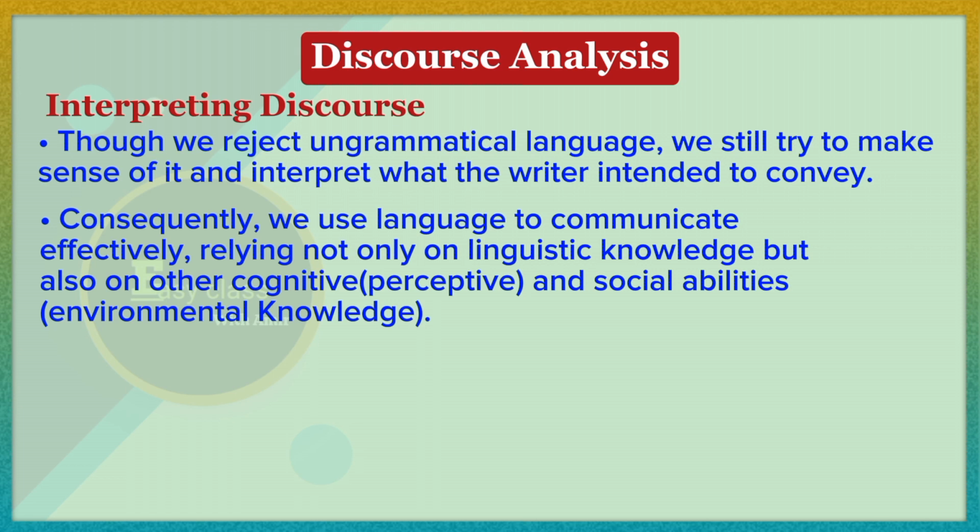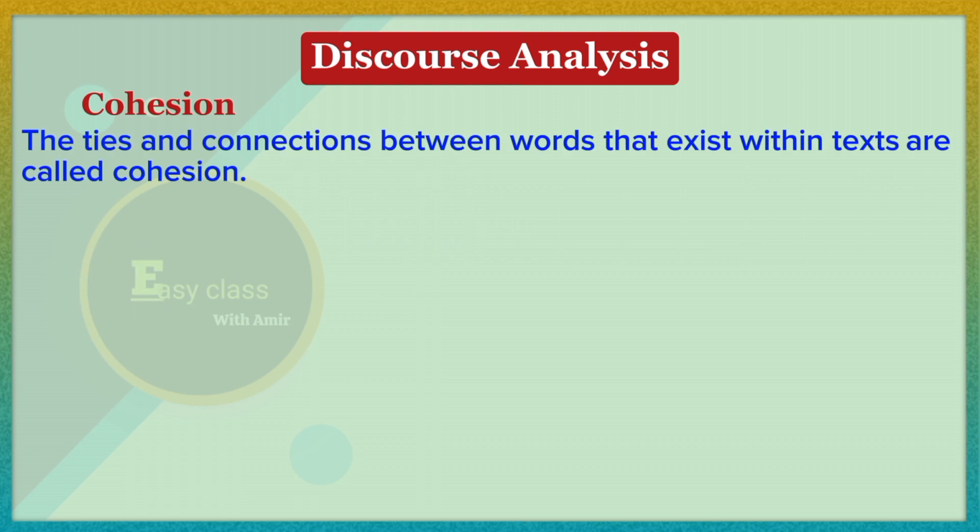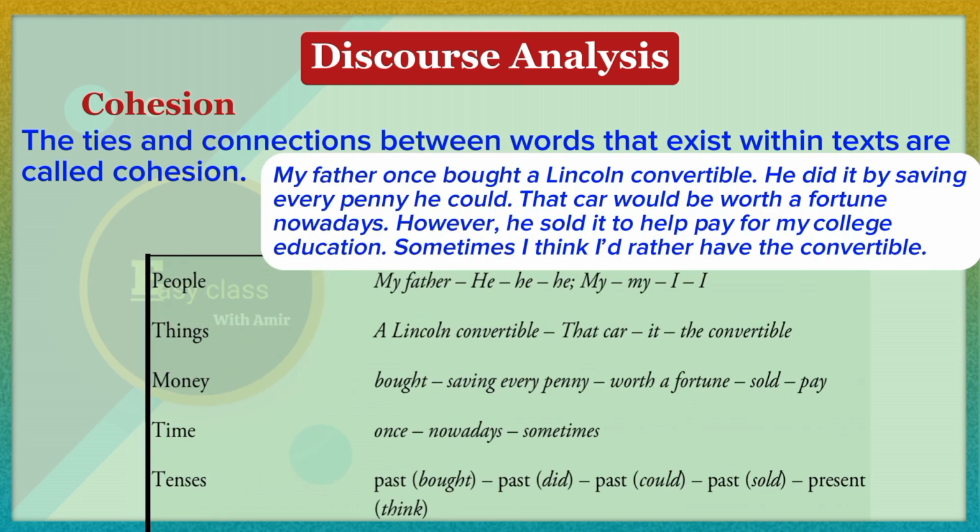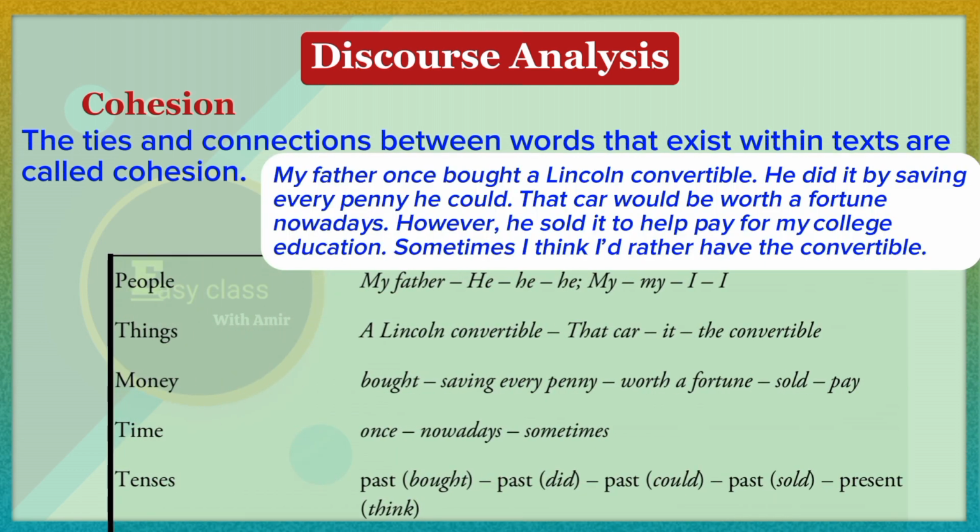Cohesion. The ties and connections between words that exist within texts are called cohesion. There are several cohesive ties in this text. My father once bought a Lincoln convertible. He did it by saving every penny he could. That car would be worth a fortune nowadays. However, he sold it to help pay for my college education. Sometimes I think I'd rather have the convertible.